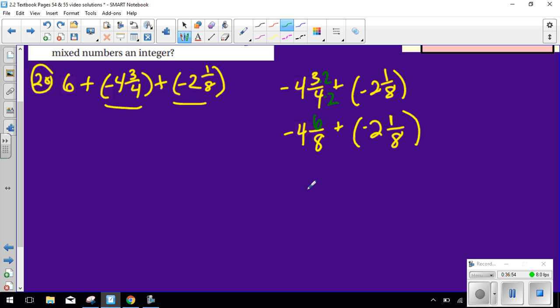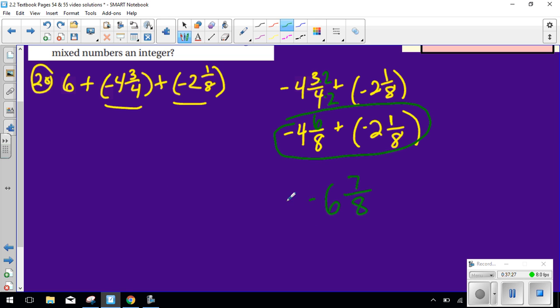Okay, and I know some of you are probably like, wait a minute, why didn't we make them improper first? I like to see how the numbers work out, and if I can work with them without going to improper, I just leave them. It's just one less step to worry about. So 6/8 plus 1/8 equals 7/8. And I'm adding because my signs are the same. And then 4 plus 2 is 6. And the whole thing is negative because they share a negative.